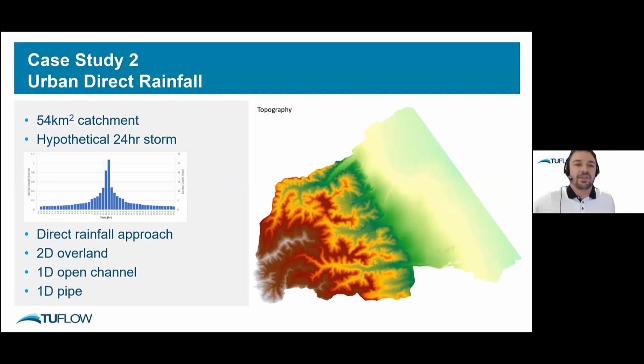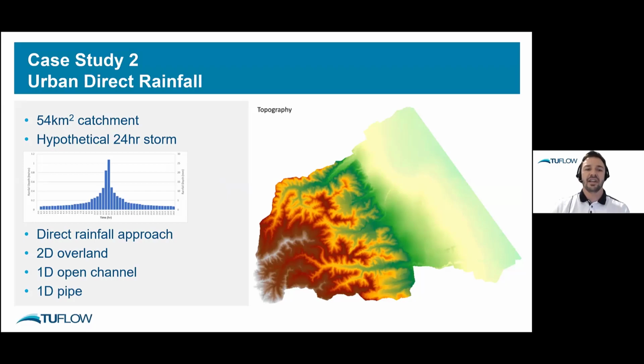Okay, test case number two. This one here is an urban direct rainfall model. The model size is 54 square kilometers, and it's been run using a hypothetical storm. The hydrograph is shown there. Once again, it's direct rainfall, so we're applying rainfall to every single cell in the model, and the model then routes it and does the hydraulic calculations.